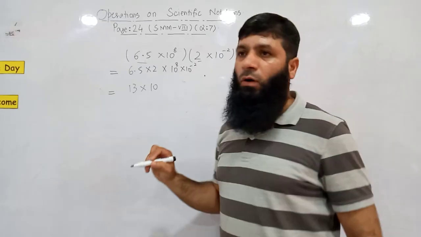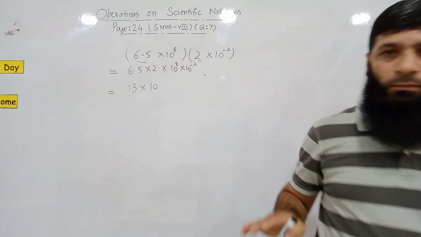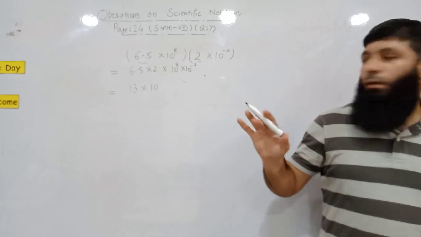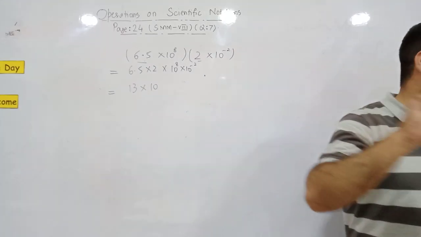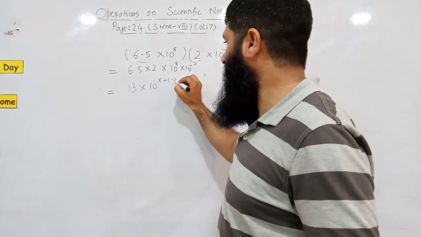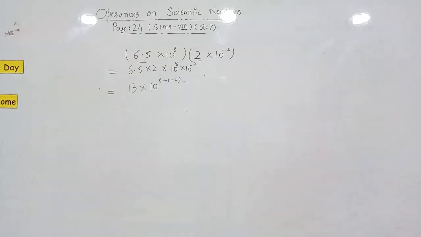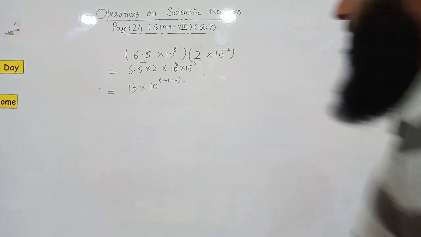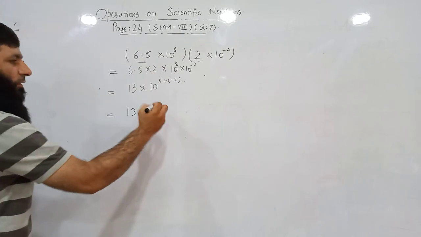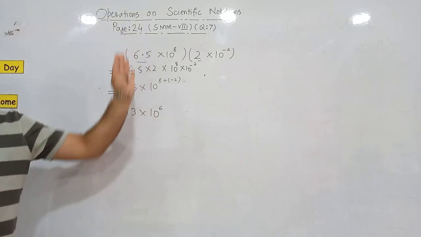And you know about laws of indices. If you multiply two numbers with same base, you will have to add indices of both numbers. So you will add 8 and minus 2, because index of this 10 is 8 and index of this 10 is minus 2. Okay. So this will become 13 multiplied by 10 raised to the power 8 minus 2, which is 6. This is a short method to multiply these two numbers without calculator.